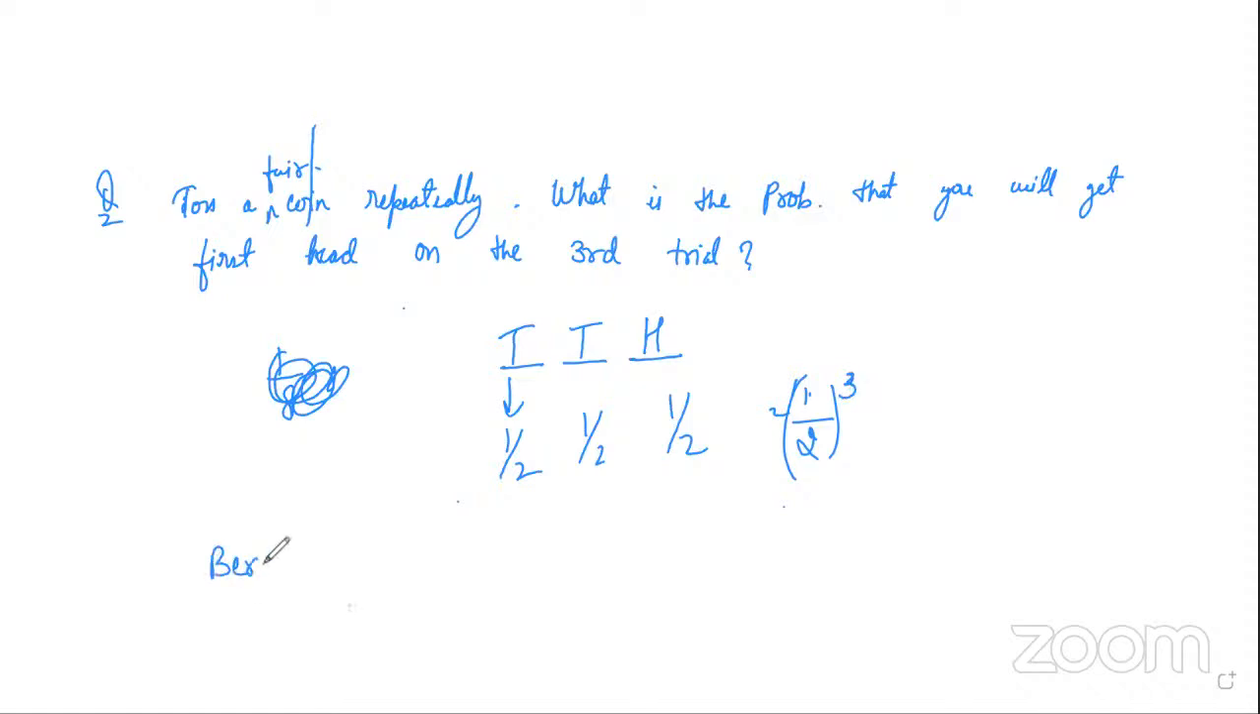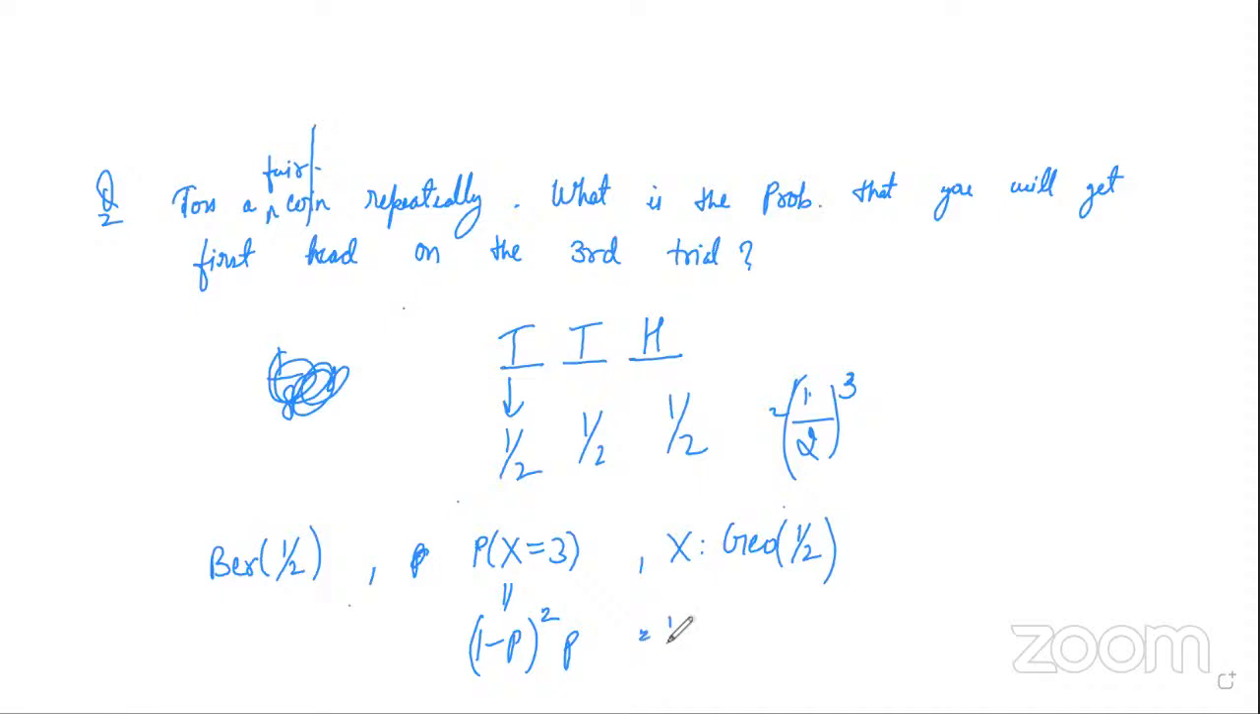Now, if I say this is a geometric distribution, each of the trials is Bernoulli(p). So what is p here? It is 1 by 2. Each of the trials is a Bernoulli 1 by 2 distribution. Now, if you have to find the probability that X equals 3, where X is geometric with p equal to 1 by 2, then P(X = 3) is going to be (1 minus p) to the power k minus 1, that is 2, into p. So p is basically 1 by 2, and this is going to be 1 upon 8.